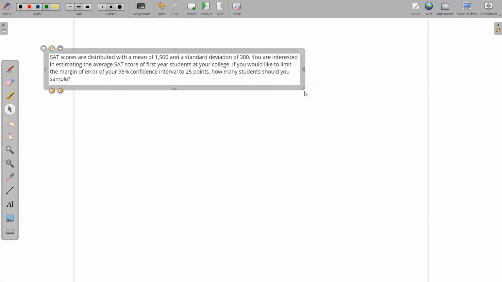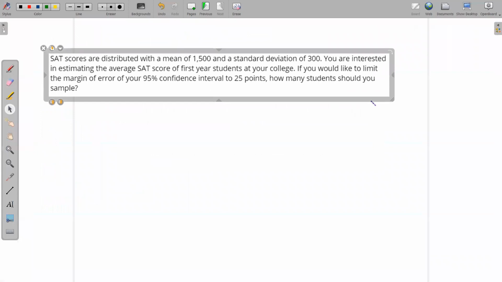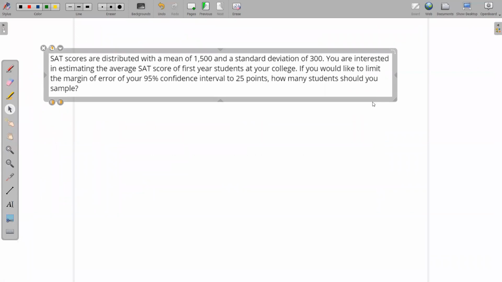Okay, so SAT scores are distributed with a mean of 1,500, standard deviation of 300. You're interested, and your numbers may be slightly different, keep that in mind, in estimating the average SAT score for first-year college students. You would like to limit the margin of error of your 95% confidence interval at 25 points. So they're telling us what the margin of error should be. How many students should we sample?